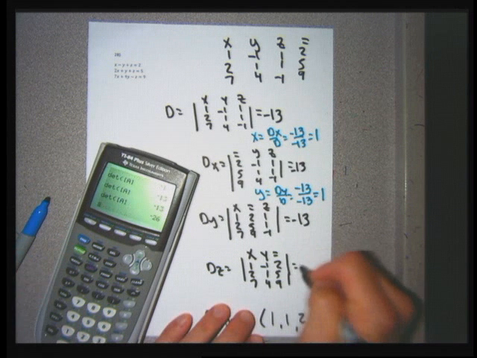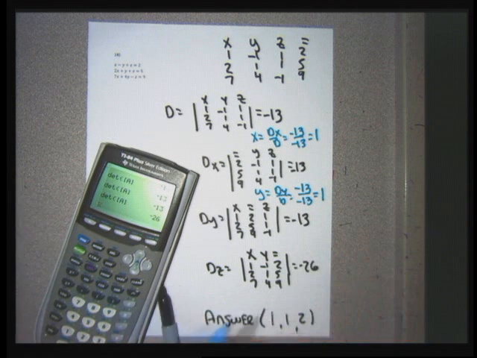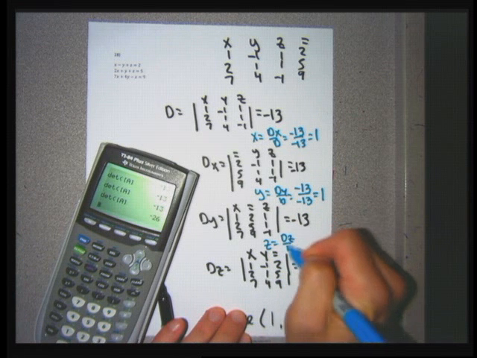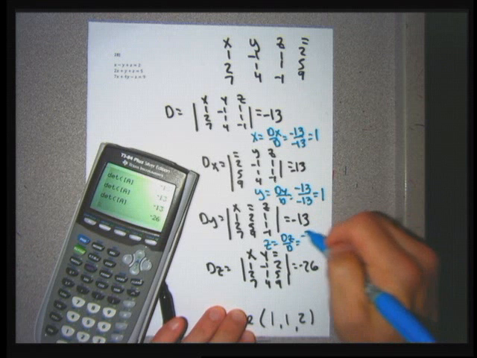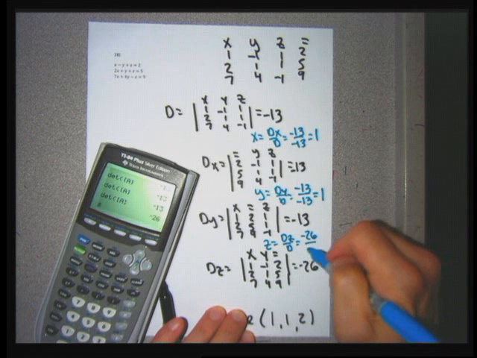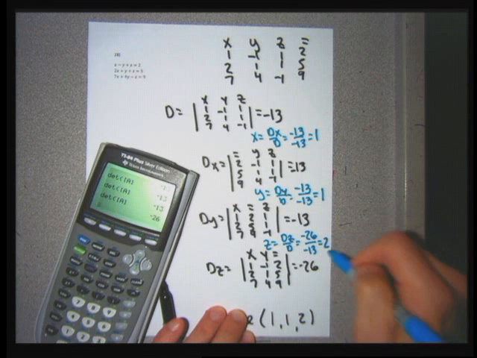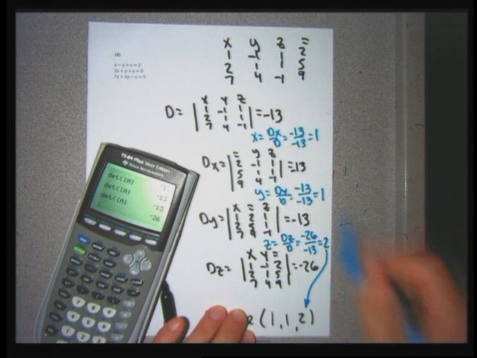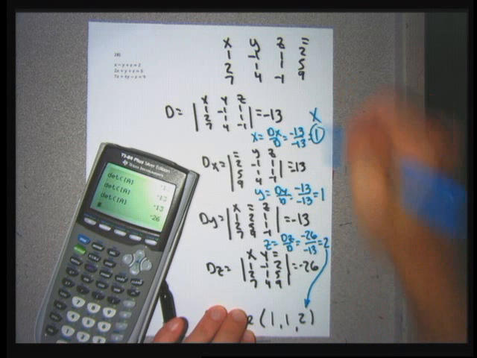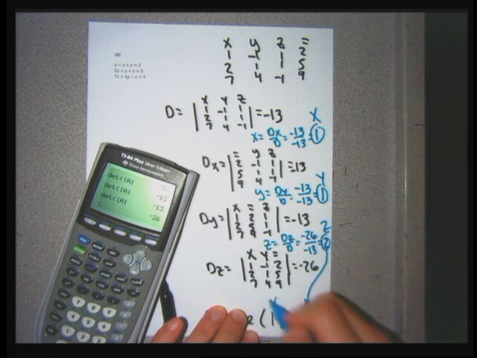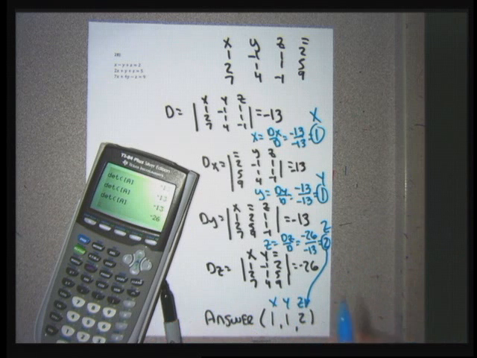I get negative 26. The z is going to be the D sub z number divided by D. The D sub z number is negative 26. The D number is negative 13. The two negatives cancel to be a positive. 26 divided by 13 is 2. So I have my x for 1, I have my y for 1, and I have my z for 2, which is exactly what I knew it should be.